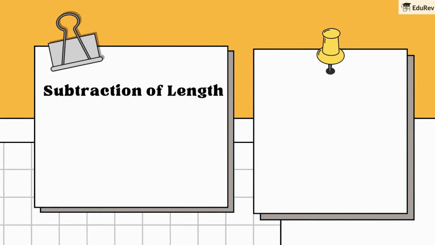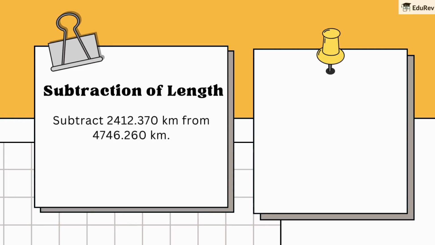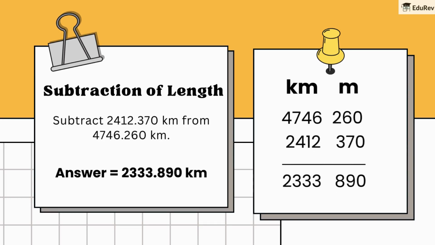Subtraction of length. Subtracting lengths works similarly but in reverse. If we have a distance of 4,746.260 km and we subtract 2,412.370 km from it. Subtracting these, we get 2,333.890 km.